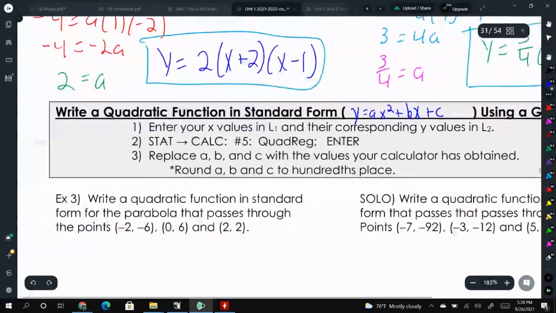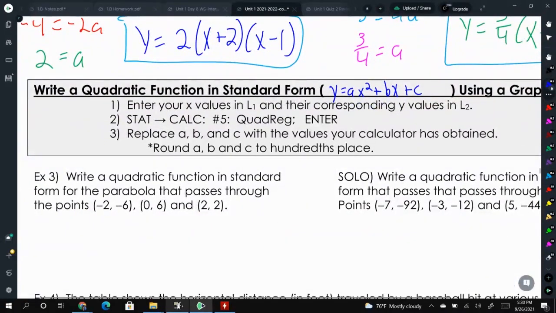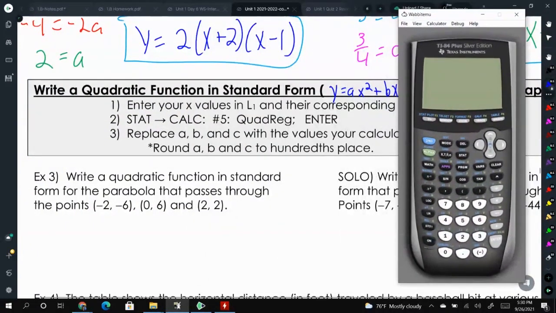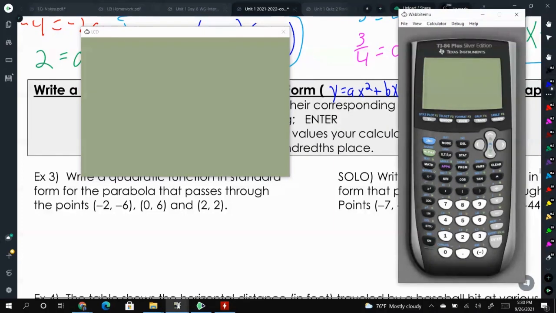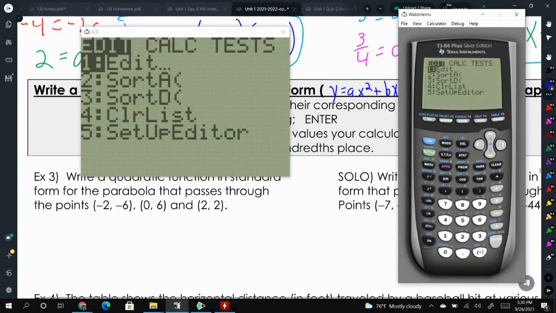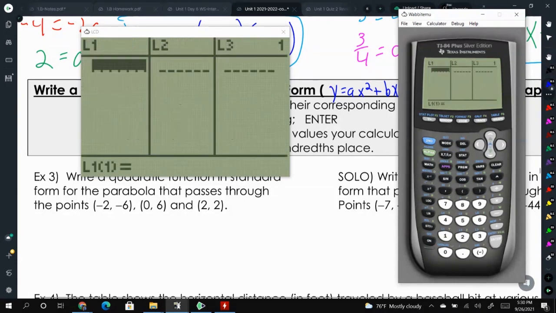So what we're going to do, and again, the directions are right here. We want to do a detached window. So when we turn on the calculator, we want to press the stat button, which is to the right of the variables that we've been pressing. And then we're going to go to edit.